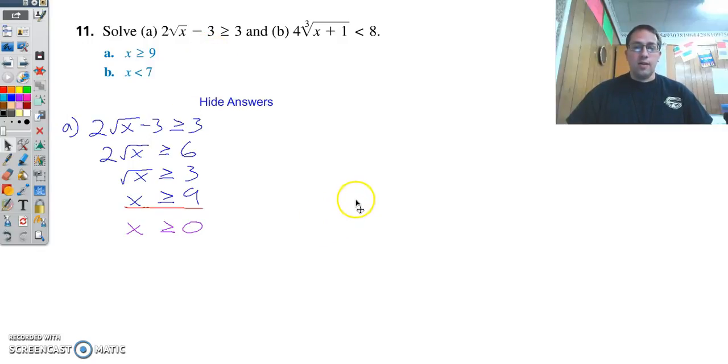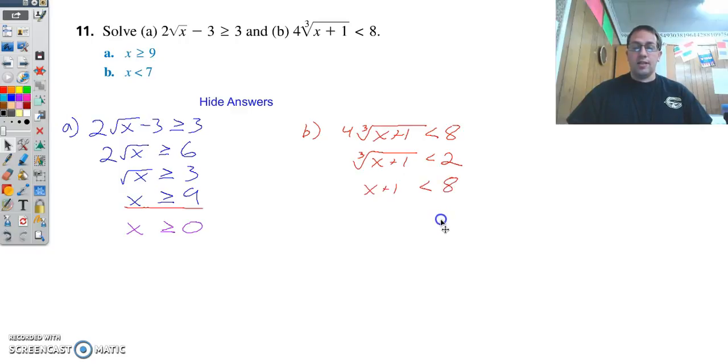Okay, so let's take a look at B. All right, so there's our inequality. Isolate the radical, so that means we've got to get rid of this 4. So we divide both sides by 4. Gives us cube root of x plus 1 is less than 2. Then we need to get rid of the cube roots, so we cube everything. So x plus 1 is less than 8, so that's 2 cubed. Subtract 1 from both sides, x is less than 7.